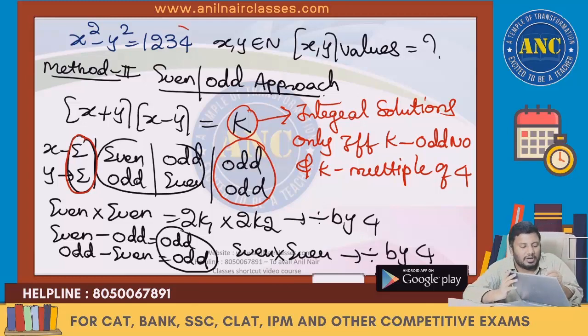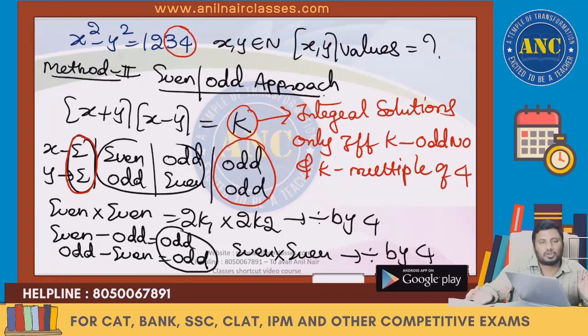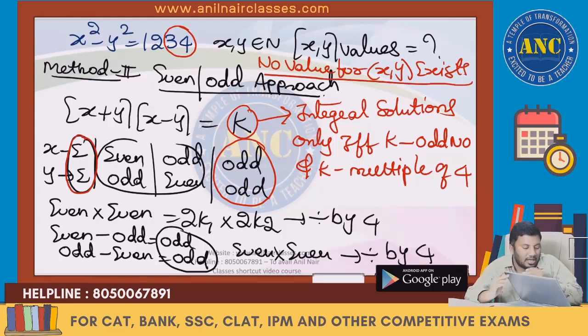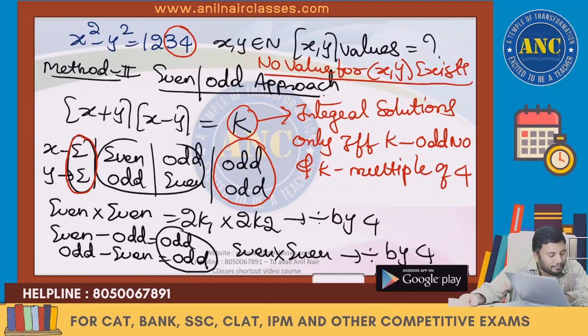What is the divisibility rule of 4? The last two digits should be divisible by 4. 34 is not divisible by 4. So the answer for this question is: no value for x, y exists. I hope the idea is clear.